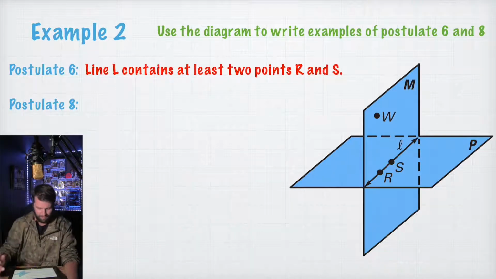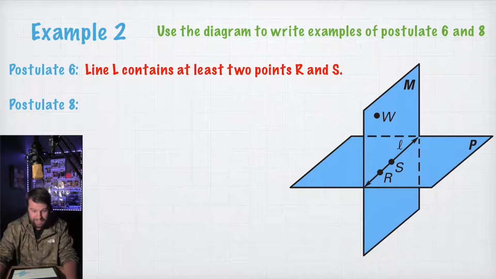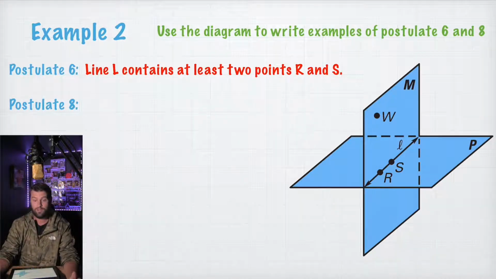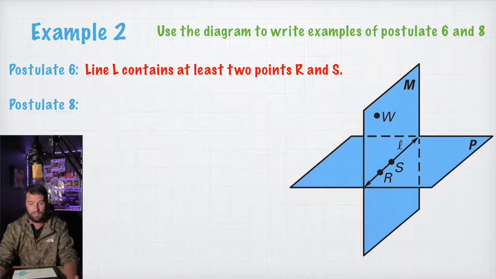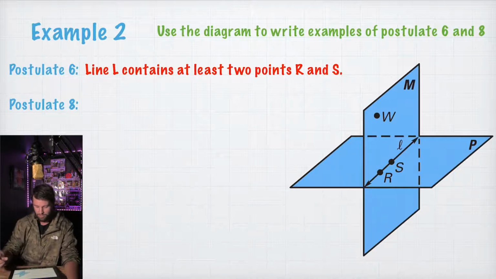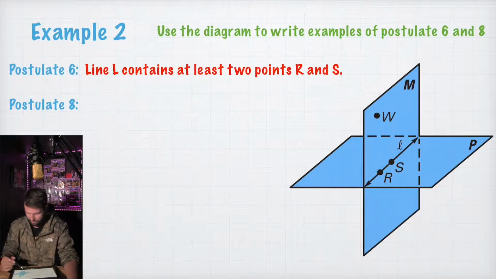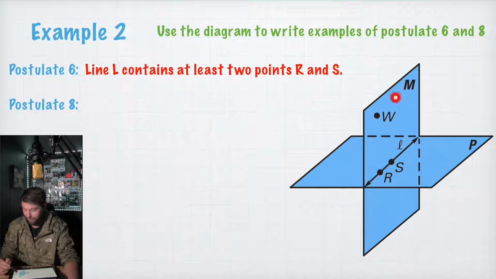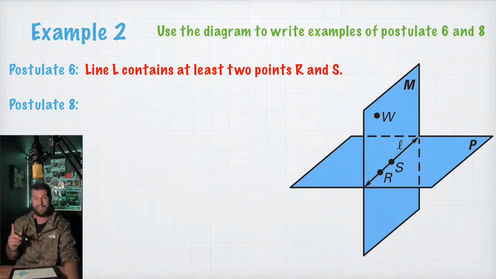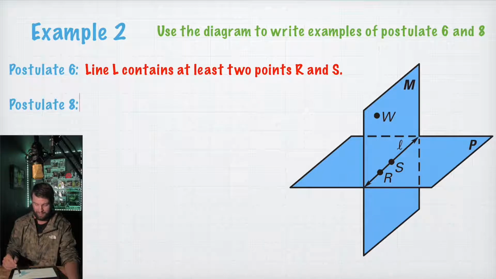Excellent. Postulate 8 says, through any 3 non-collinear points, there exists exactly 1 plane. So, if we look, 3 non-collinear points, once again, on our diagram, we only have 3 points, R, S, and W, and they're all contained in plane M. So, through non-collinear points R, S, and W, there exists exactly 1 plane M.